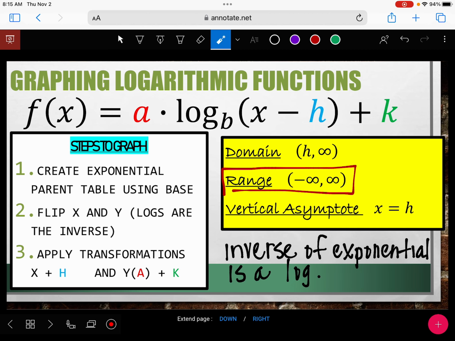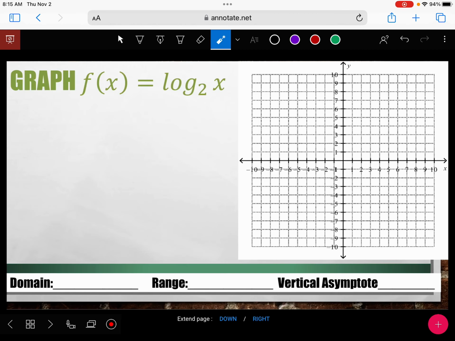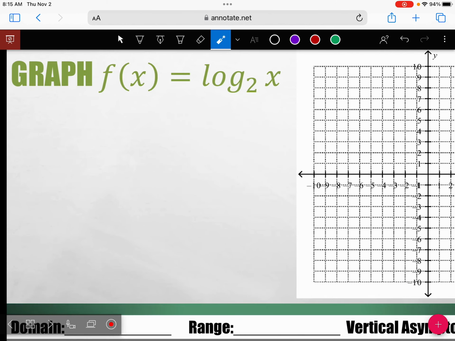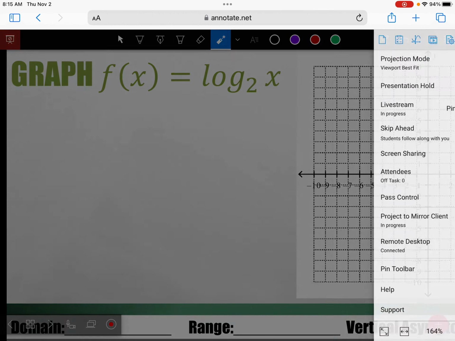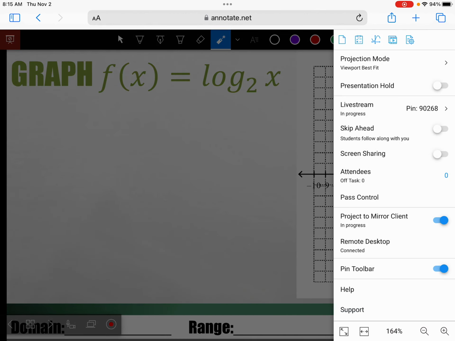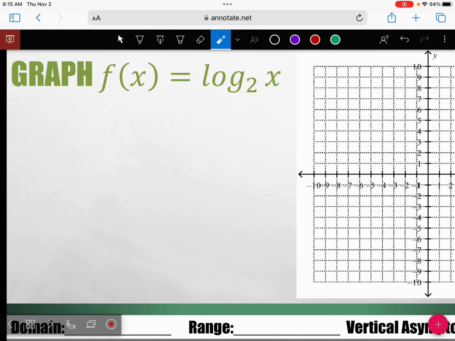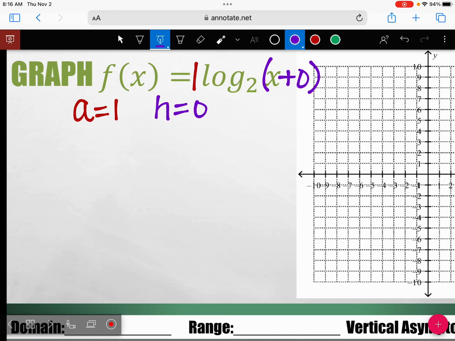All right, so we have 4 logs that we're going to graph today. So let's go ahead and do our first one. So this is just a basic log, okay? In this log, your a value is 1. The h value is inside of your parentheses. So there's invisible parentheses with a plus 0. Whenever you don't see parentheses, that just means h is 0. And k is also 0.